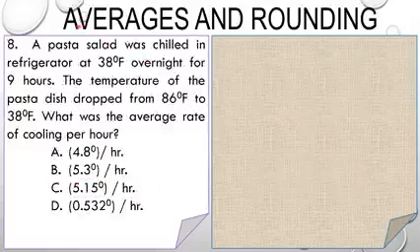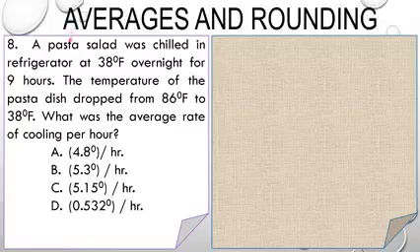Okay, number 8. A pasta salad was chilled in a refrigerator at 38 degrees Fahrenheit overnight for 9 hours. The temperature of the pasta dish dropped from 86 degrees Fahrenheit to 38 degrees Fahrenheit. What was the average rate of cooling per hour? So here, we're looking for the average rate of cooling kada oras.